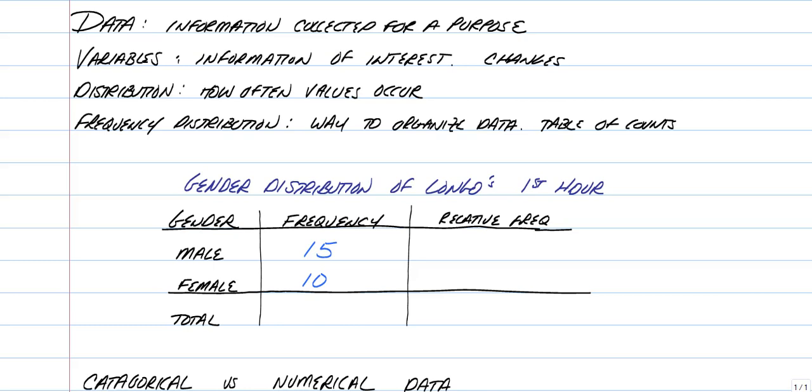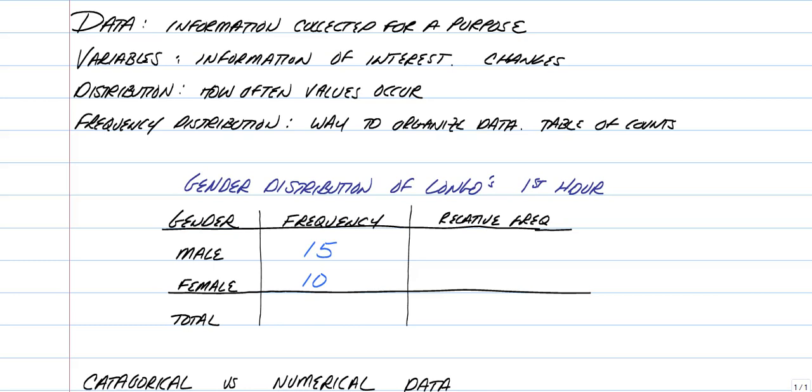So this is just a quick little survey of the gender distribution in my first hour class. In my first hour, there are 15 male and 10 female. So the frequencies are the actual number of male and female in my class. Okay, so those are what the frequencies are.